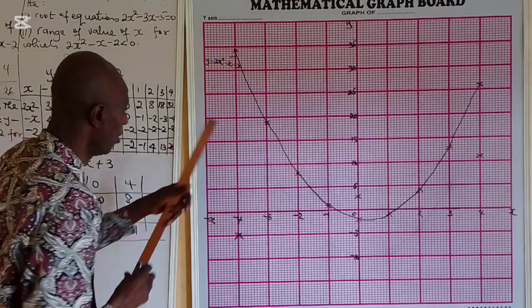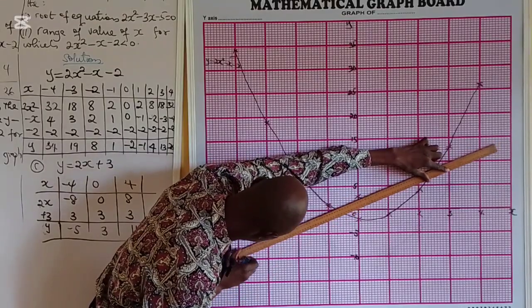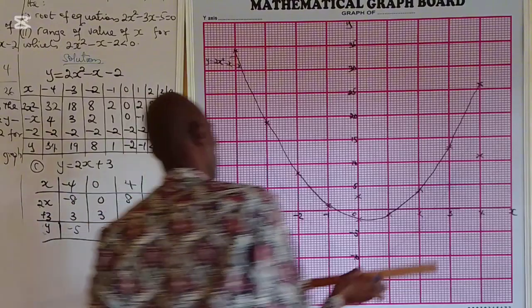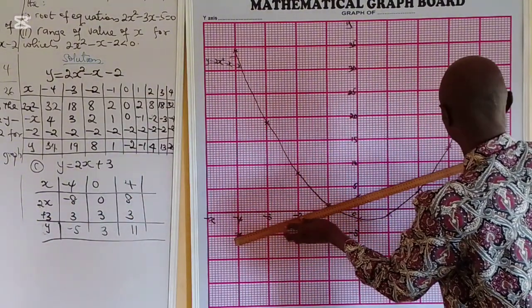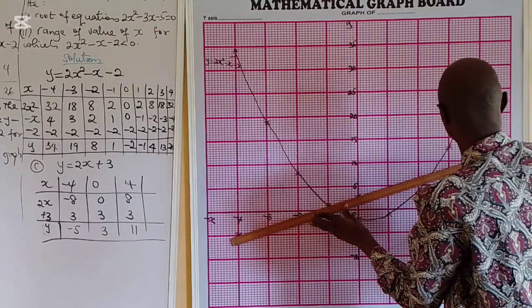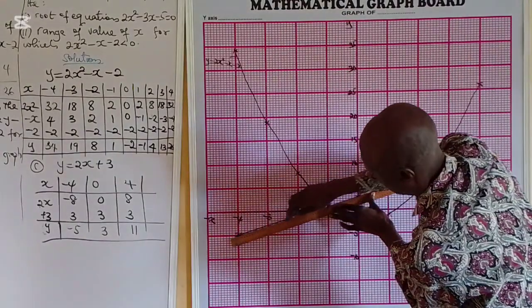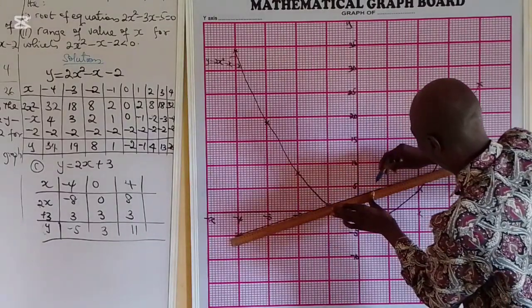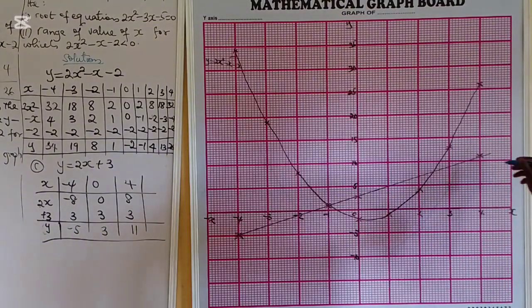Now, I will draw a straight line from here. Oh my God, my ruler is short. Okay, but you can still get it. You get it correctly. Alright, this is the graph of y is equal to 2x plus 3.